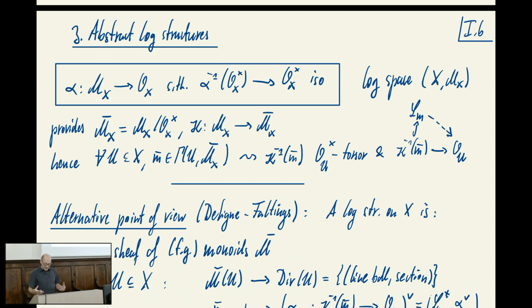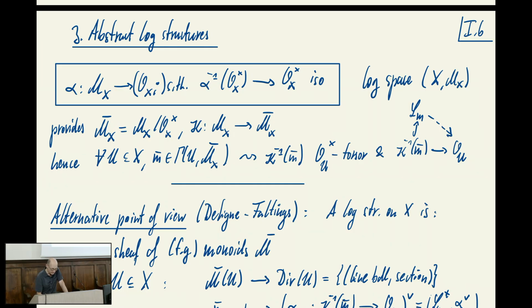So log geometry makes this a lot more functorial and flexible to work with. So that requires the notion of an abstract log structure. So an abstract log structure is a morphism, M_X to O_X, of sheaves of monoids. Okay, so this is a sheaf of monoids, where this is multiplicative.